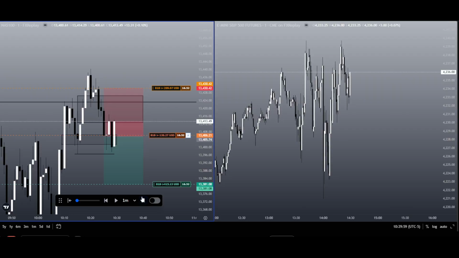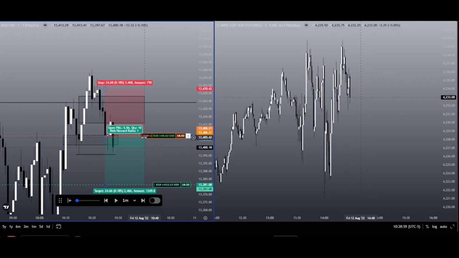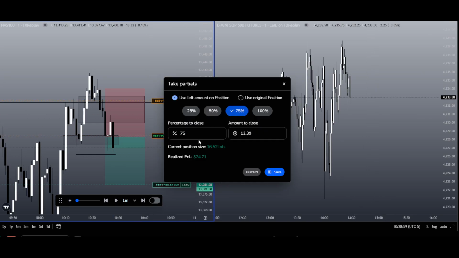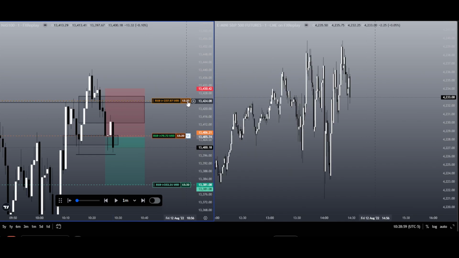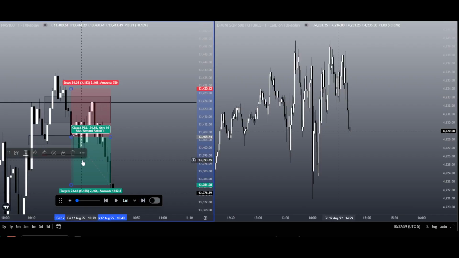Okay, mechanically has to break even. Mechanically has to break even. So I would scale 20%. Now we'll just get break even. Good break even.